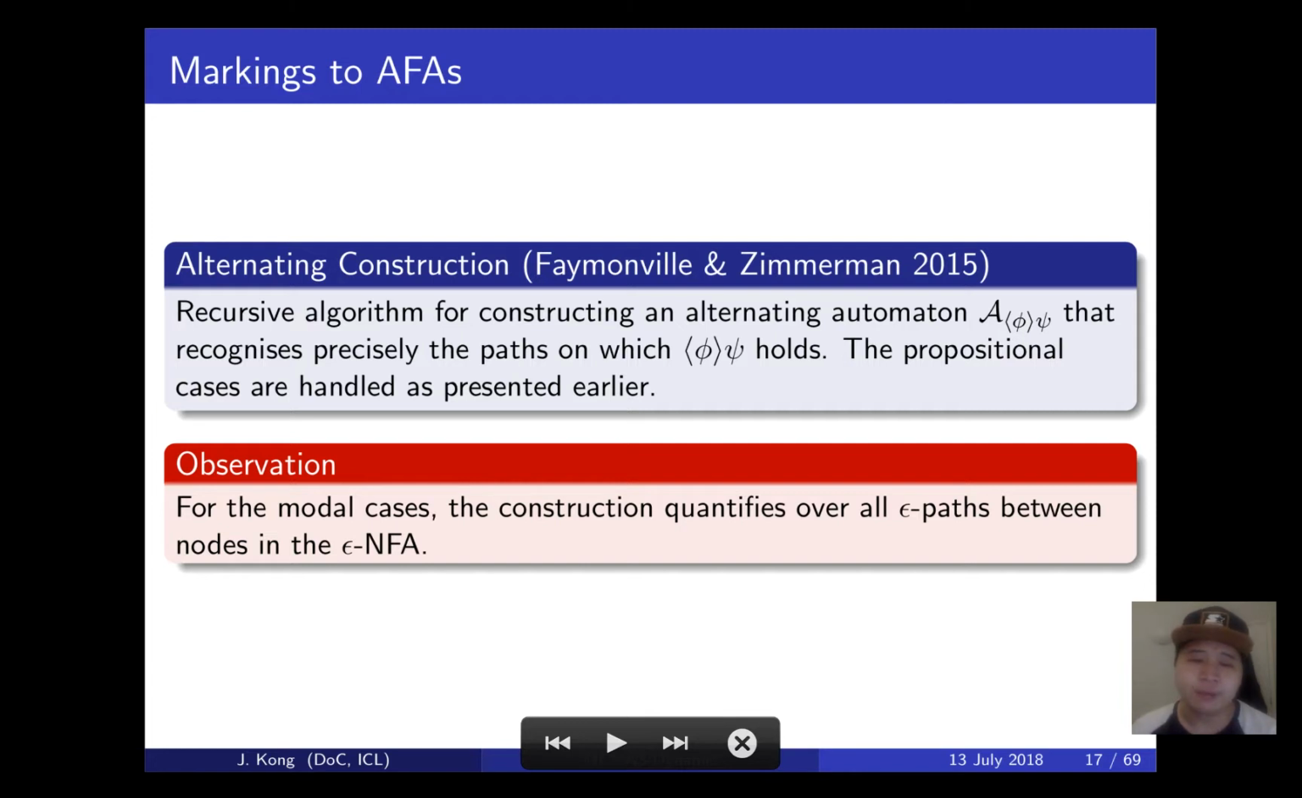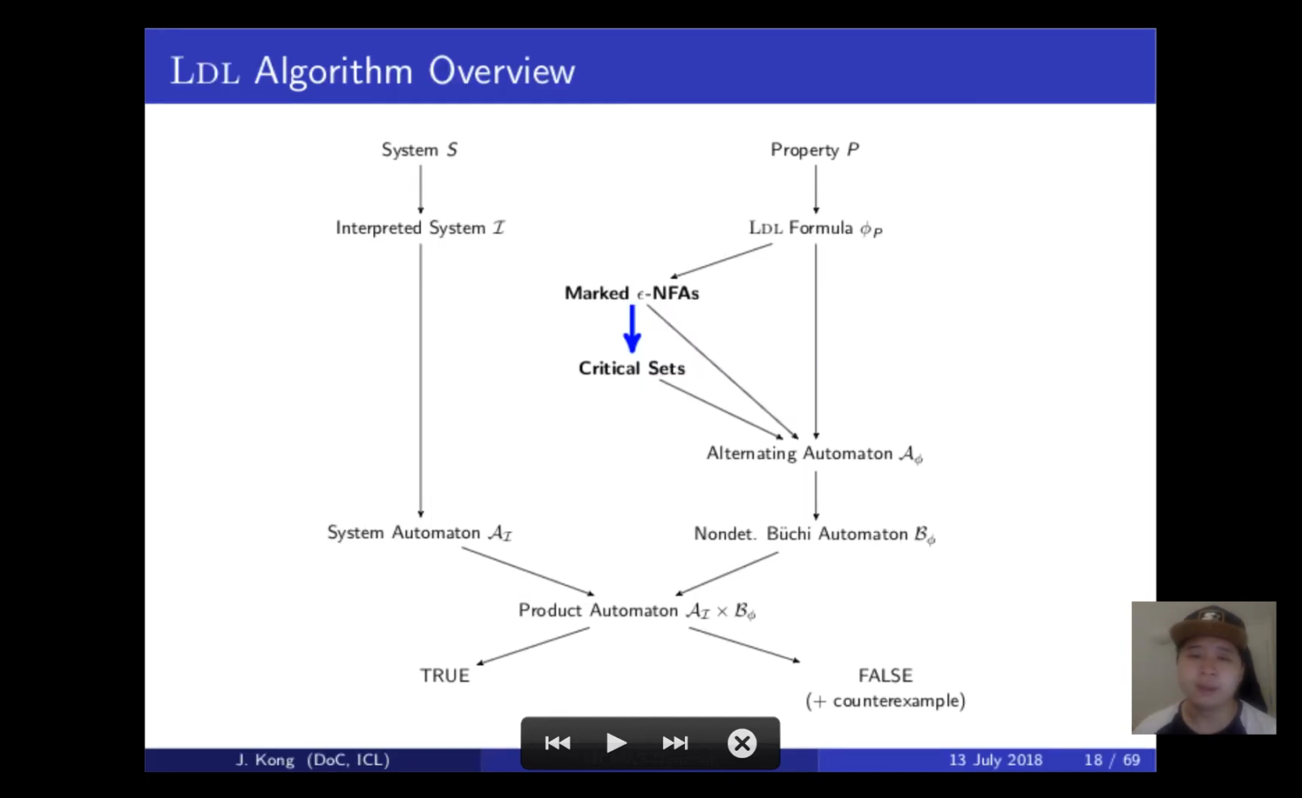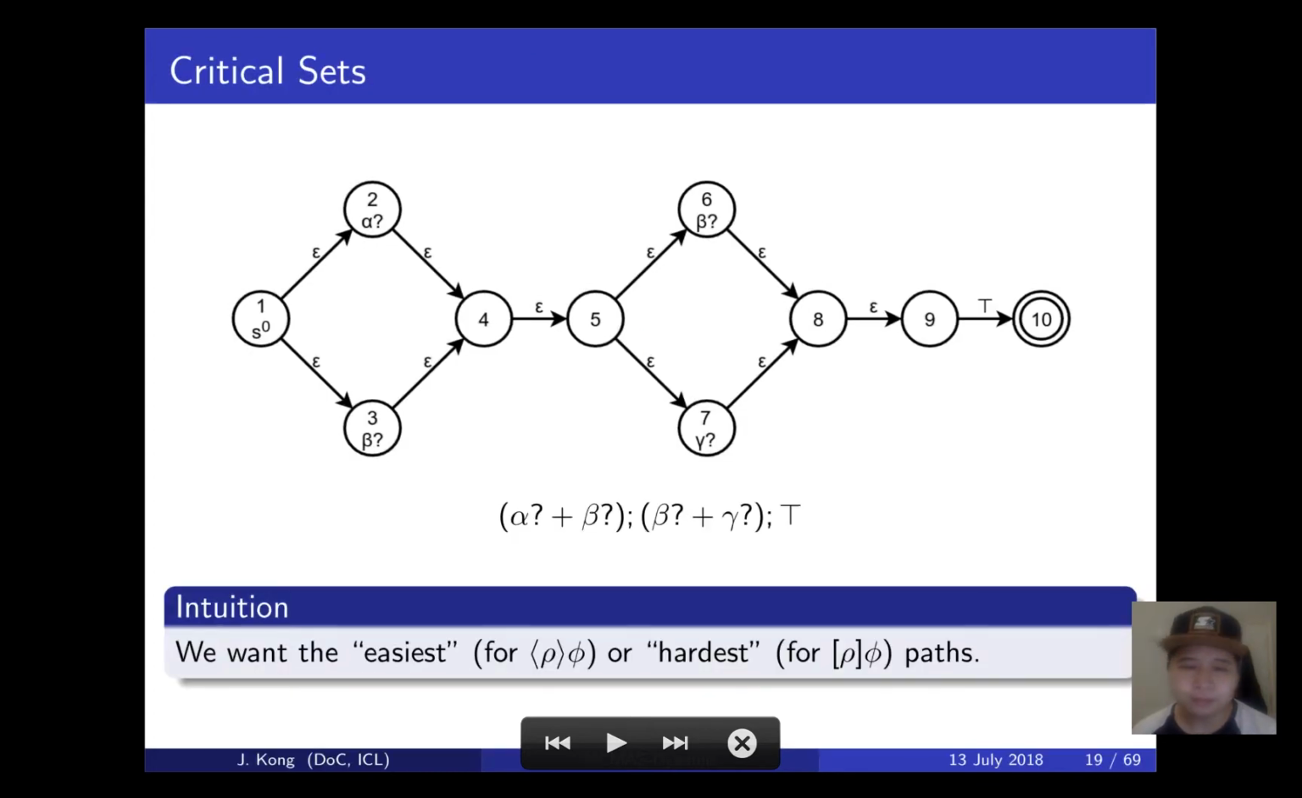And this is a concern for practical algorithms because there can be cycles consisting purely of epsilon paths, and thus the number of epsilon paths between nodes in the epsilon NFA may potentially be unbounded. And thus I introduce a novel notion of critical sets, which is a method for bounding the number of epsilon paths we need to consider.